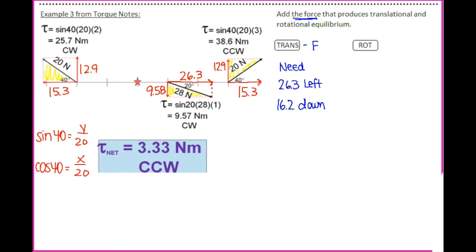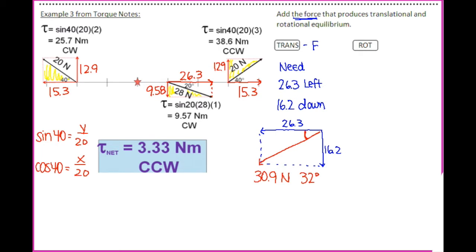But I can only add one force. I can't add two forces. So I need to figure out what one force is 26.3 pointing left and 16.2 down. I need to find this red force. It's been a while, but you know how to do that. Pythagorean theorem to get the magnitude, and inverse tangent to get the direction. So that's the force I need to add, 30.9 newtons at 32 degrees. This force would be enough to give me translational equilibrium.